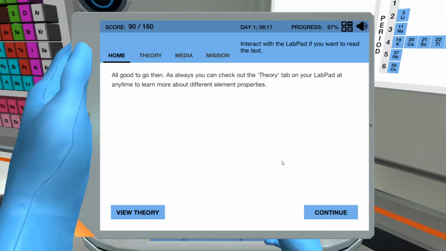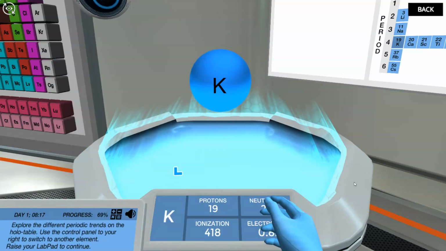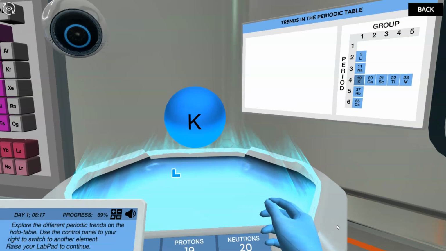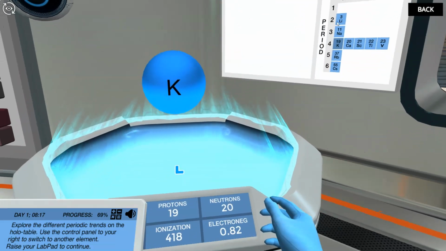All good to go then. As always, you can check out the Theory tab on your lab pad at any time to learn more about different element properties. Explore the different periodic trends on the hollow table. Use the control panel to your right to switch to another element.